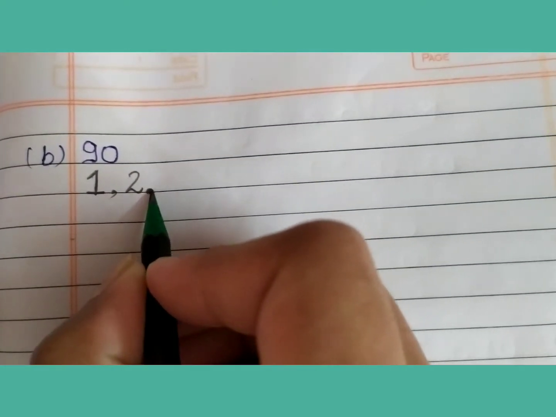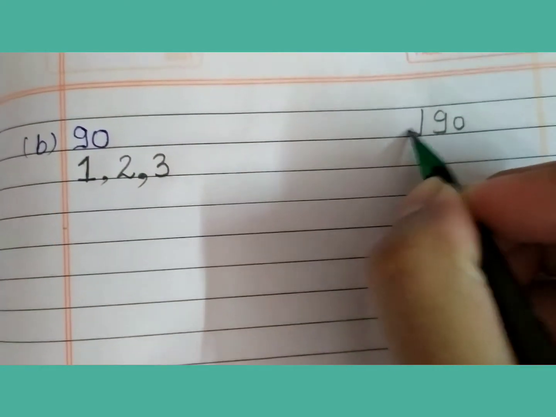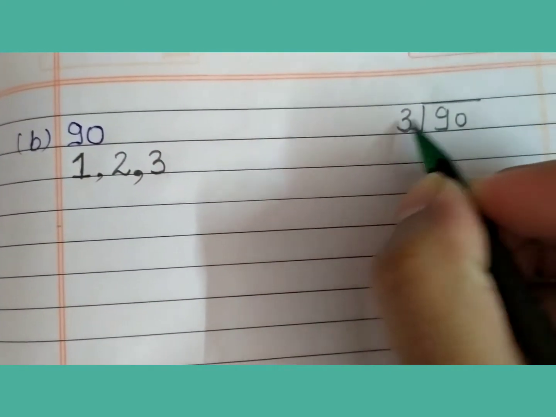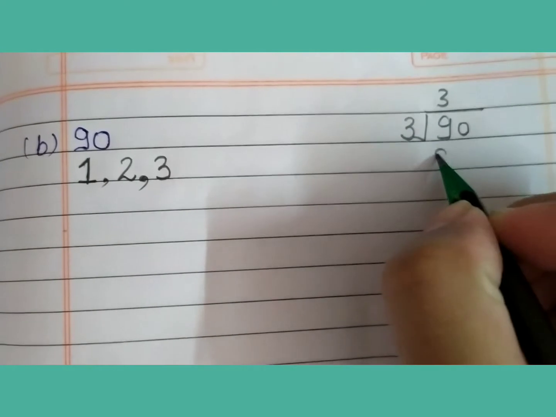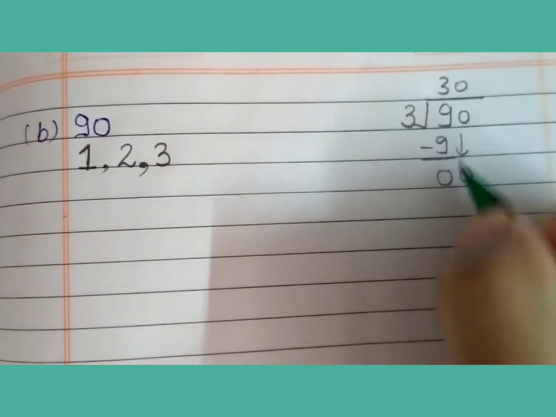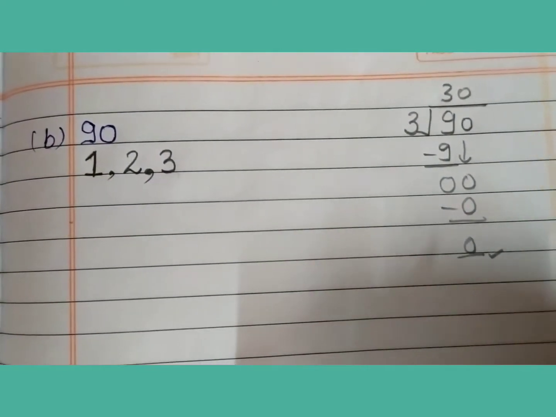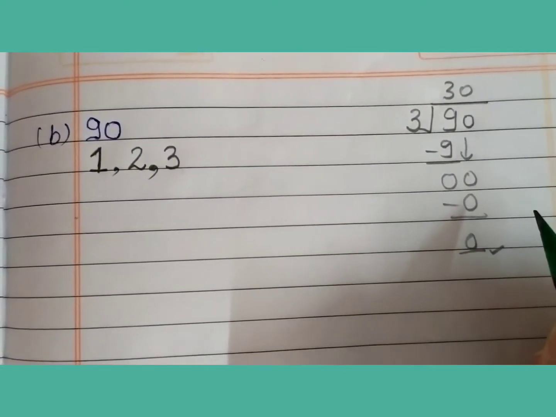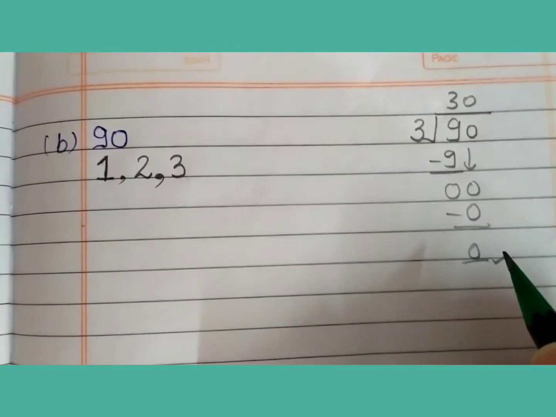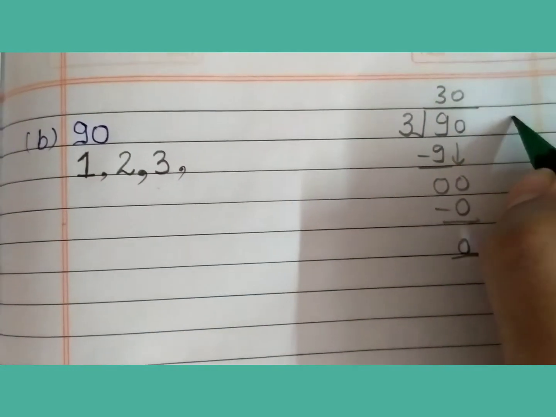Next is 3. 90 is exactly divisible by 3. 3 threes are 9. 9 minus 9 equal to 0. Write down 0. 3 zeros are 0. 0 minus 0 equal to 0. Remainder is 0. So 90 is exactly divisible by 3. 3 is a factor of 90. Write 3.